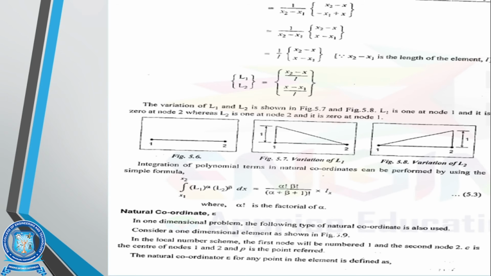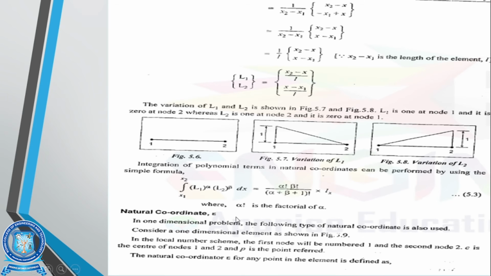The polynomial terms in natural coordinates can be evaluated by using a simple formula, which is the integral from x1 to x2 of L1 to the power alpha, L2 to the power beta, dx, which is equal to alpha factorial beta factorial divided by (alpha plus beta plus 1) the whole factorial, into L, where alpha factorial is the factorial of alpha.